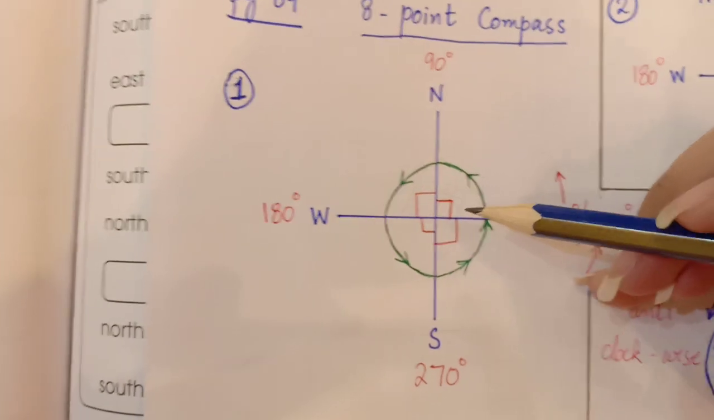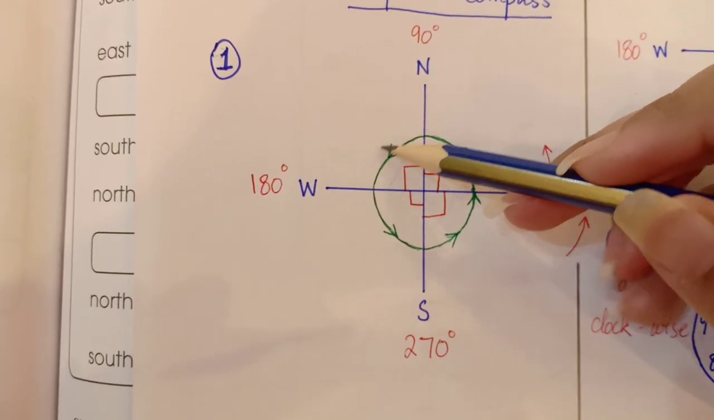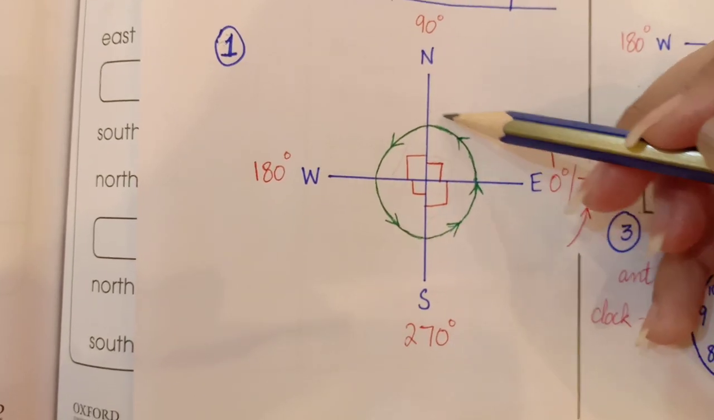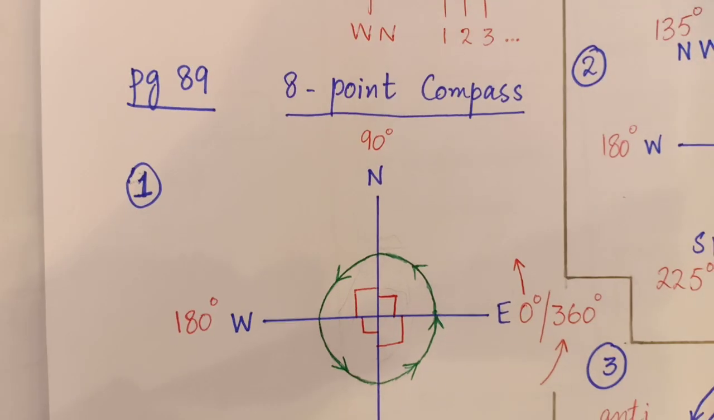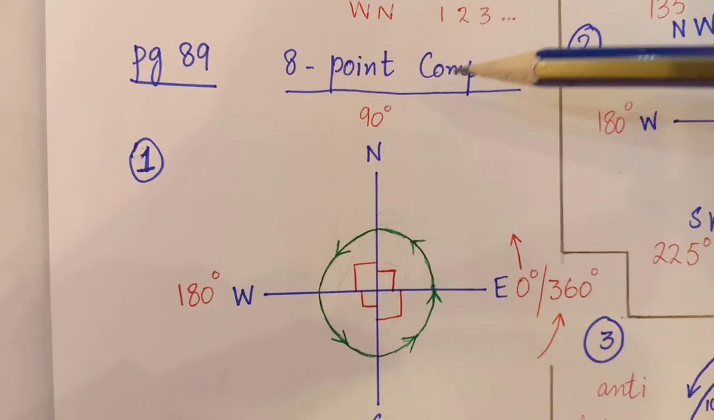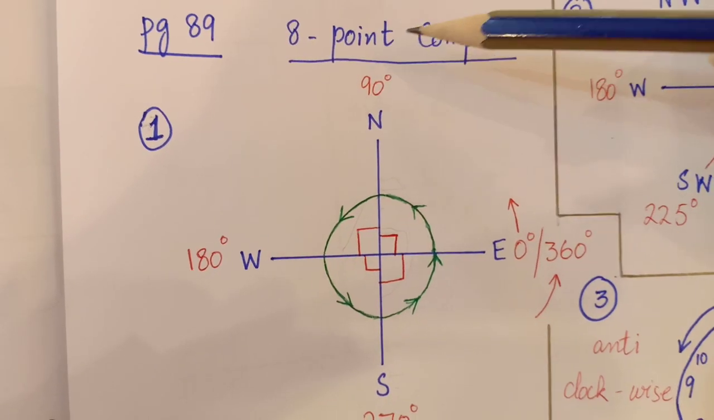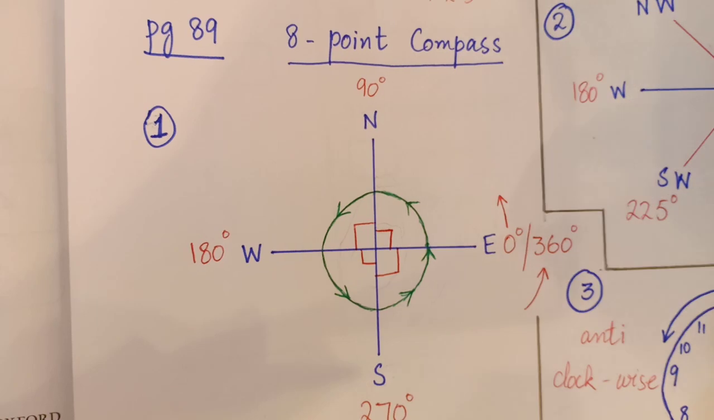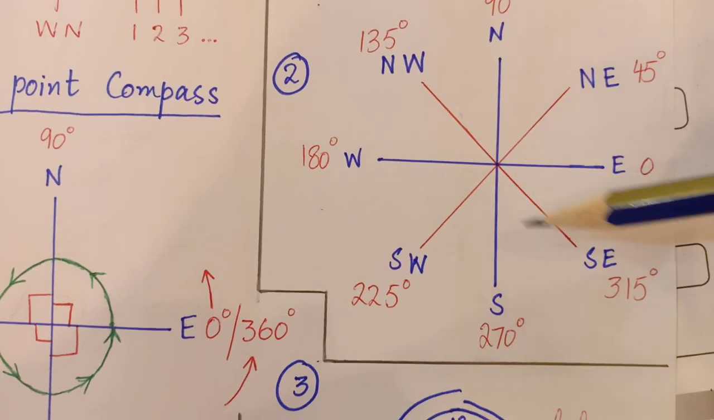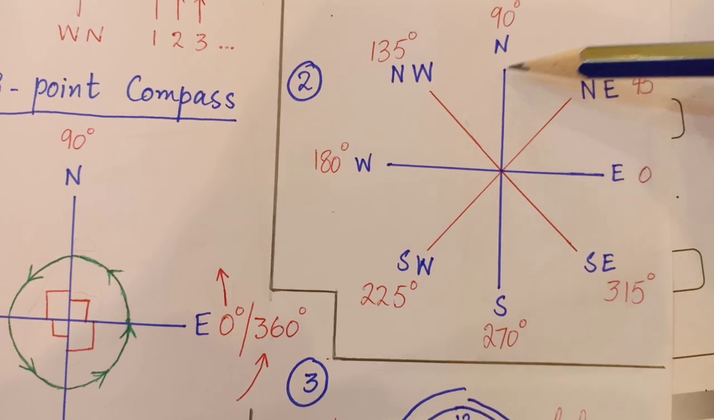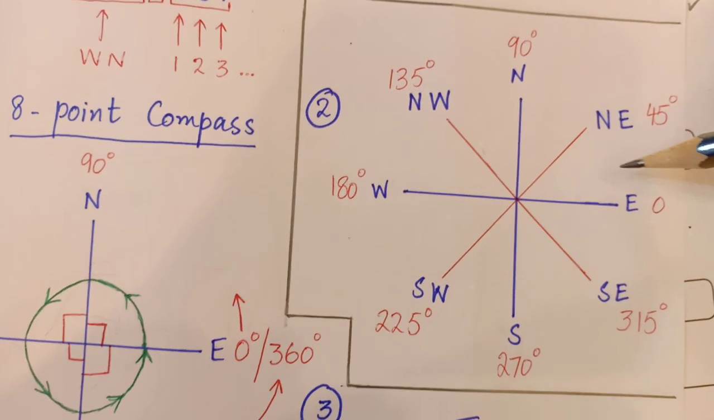You can see that if we start moving from point east and come back, it makes one complete rotation, which is equal to 360 degrees. Now what does 8-point compass mean? We know what a compass is. We know the 4 major directions. 8-point compass means that there are 8 points or 8 directions, with another direction between each of the 4 major directions: east, west, north, south.